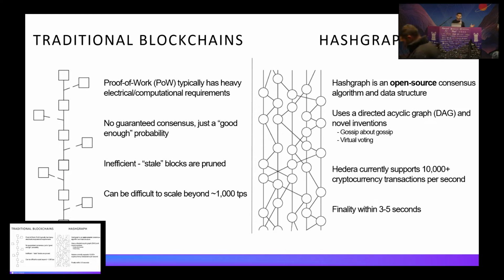Hedera, on the other hand, uses a Hashgraph, right? That's an open source consensus algorithm and data structure. It's a DAG, a directed acyclic graph, and it basically uses two inventions that are novel, which are gossip about gossip and also virtual voting. And right now, Hedera supports the 10,000 transactions per second, and also finality between 3 to 5 seconds.